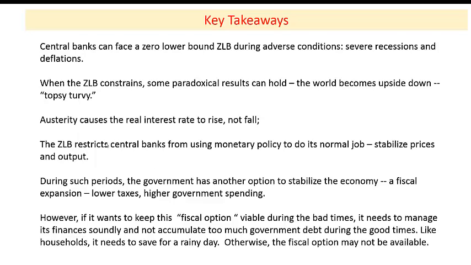The zero lower bound effectively restricts central banks from using monetary policy to do its normal job, to stabilize prices and output. During these periods, the government has another option to stabilize the economy, and that would be a fiscal expansion, lower taxes, higher government spending, a rightward shift, effectively, of the IS curve. But if the government wants to be in the position of having this fiscal option on the table during the bad times, it needs to manage its finances soundly during the good times, and specifically it needs to assure that the government doesn't accumulate too much debt.